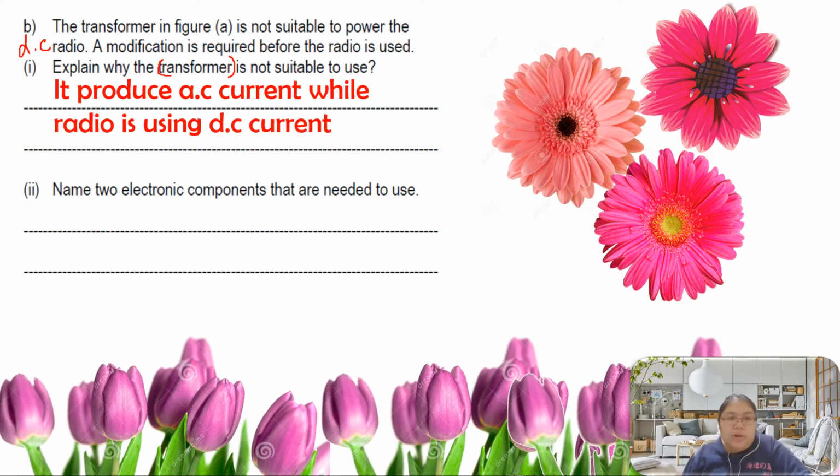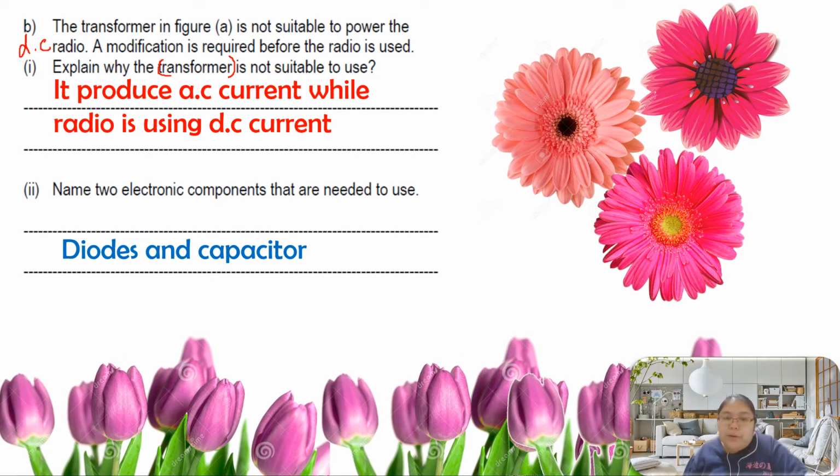Okay, let's see the answer. Because the transformer produces alternating current while the radio is using DC current. Name the 2 electronic components that are needed. How to convert AC to DC? Then we know there's a diode. Another thing, how to make it smooth? We need a capacitor. So from here, the 2 important electronic components you need must be the diode and also the capacitor.